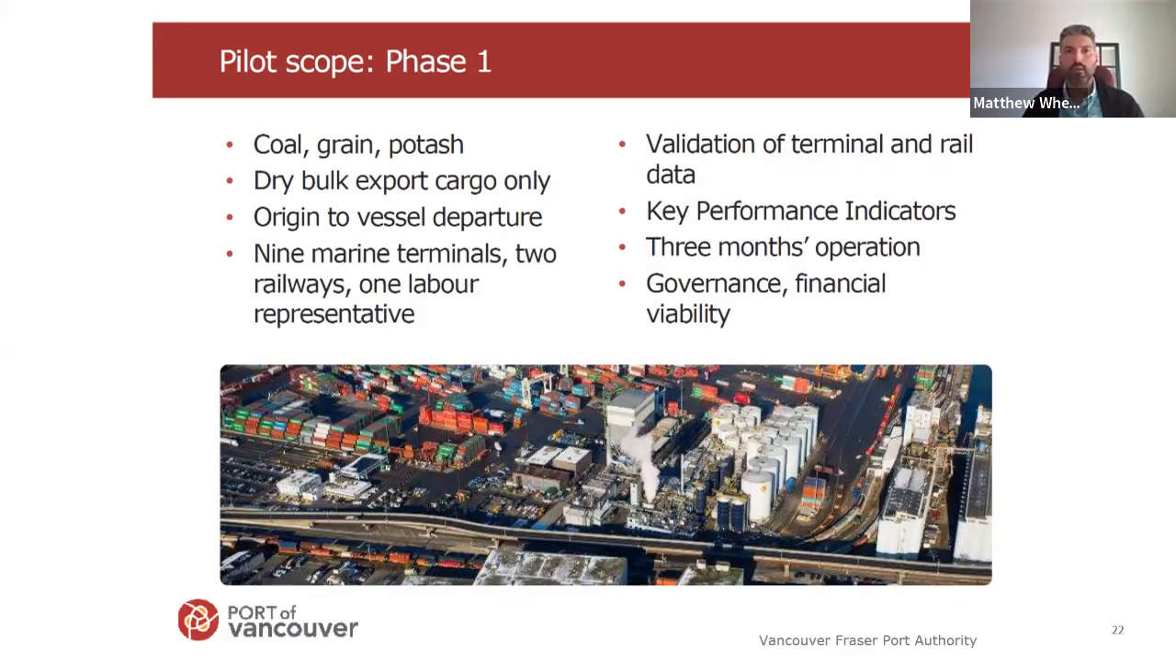You can see there were about nine marine terminals, 2 railways, and 1 labor representative participating in this. So we have a wide range of stakeholders, all with a common goal of moving their goods through the Canadian Vancouver Gateway, as well as increasing trade for Canada. But they also all have their own very important commercial interests in order to move their products. So it's a very challenging atmosphere to work in.